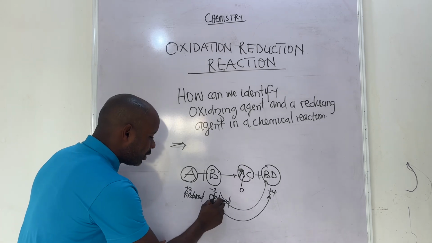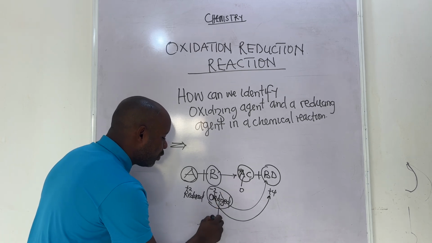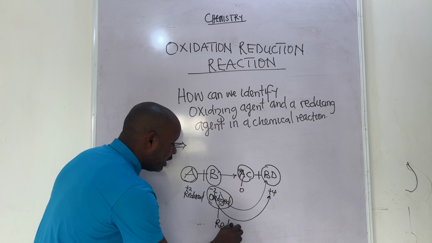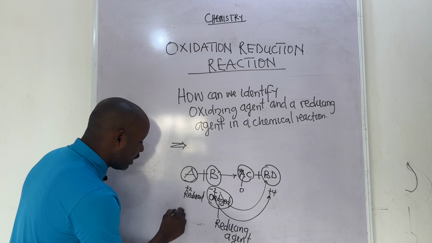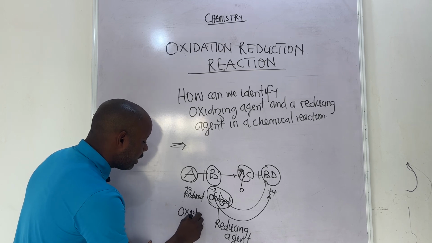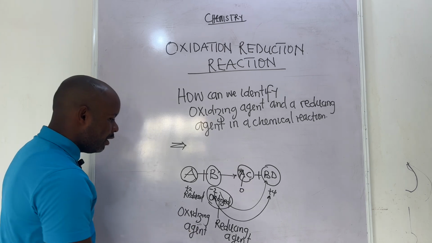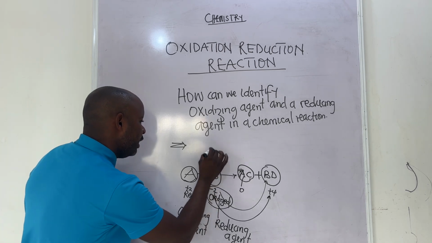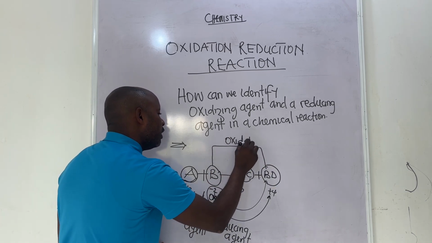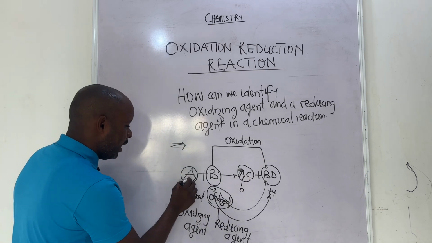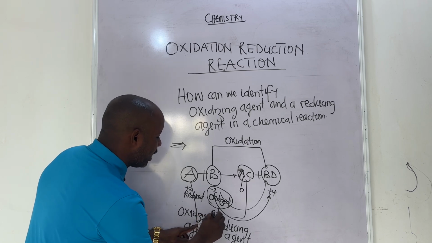So any substance that is oxidized, that is, when its oxidation number increases, is known as the reducing agent. B is known as the reducing agent, while A is known as the oxidizing agent. That is to say, B undergoes what is known as oxidation, while A, since it is the oxidizing agent, undergoes what is known as reduction reaction.